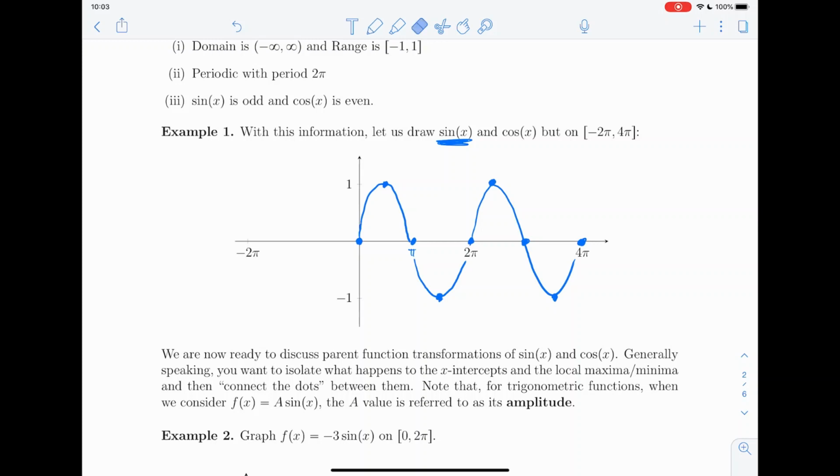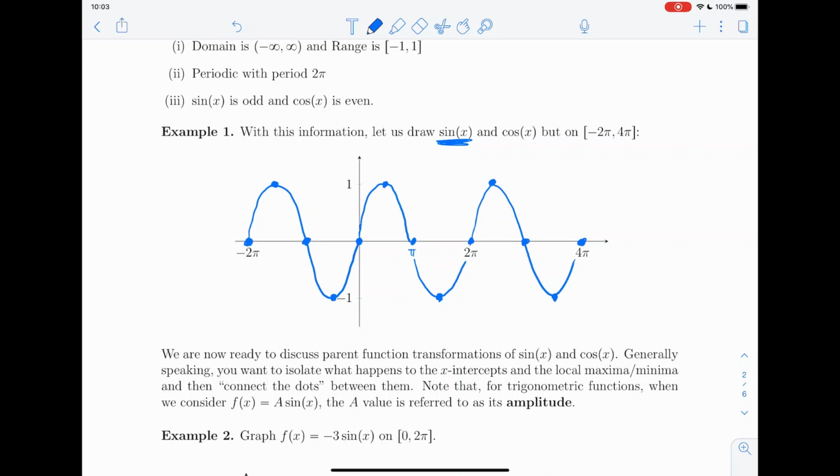Similarly to the left, 1 period away, all the way out to -2 pi, I'm going to hit 0 again. I'm 0 halfway between, and then we hit our peak during the first quarter and our valley during the third quarter, so then we can connect the dots. And there we go. This is our sine function living between -2 pi and 4 pi.